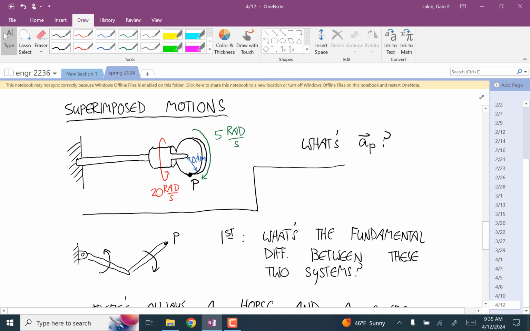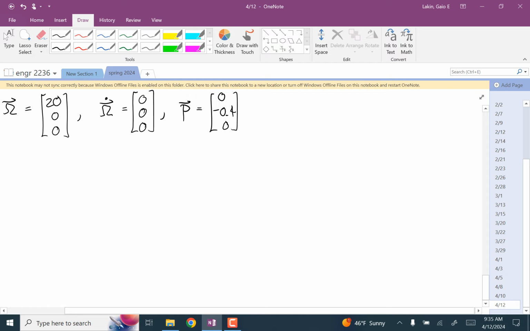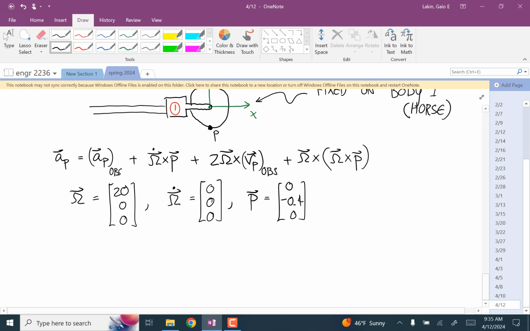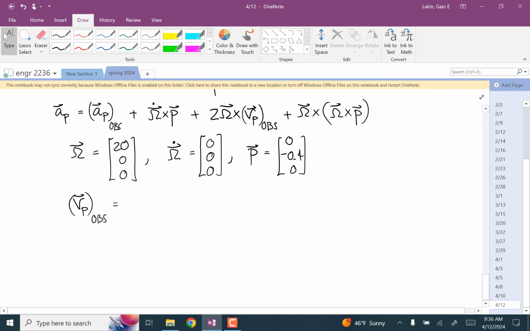So the observed velocity of P is omega cross R, okay? Remember, R and P are not the same thing, so I think it's a good habit to always remind yourself, when you see rho, R, P, of the definition of those things so you don't get confused, you know?